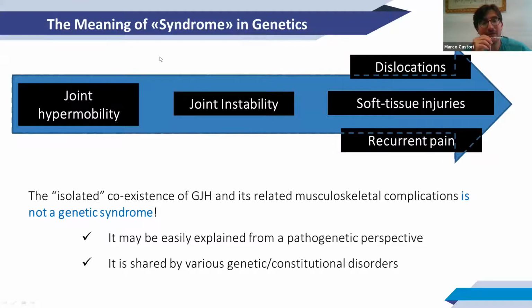This explains how in our clinics we recognize that the combination of joint hypermobility, dislocations, and/or soft tissue injuries, and/or recurrent musculoskeletal pain, etc., is not a syndrome per se, because a genetic syndrome is something different from this. This is a pathological combination of features, but it is not a syndrome. It is not enough for a syndrome in genetic terms.